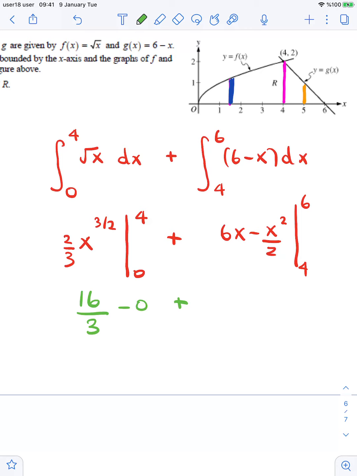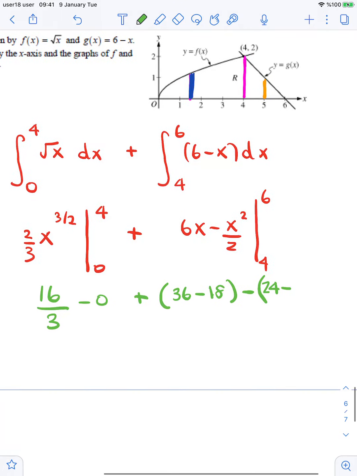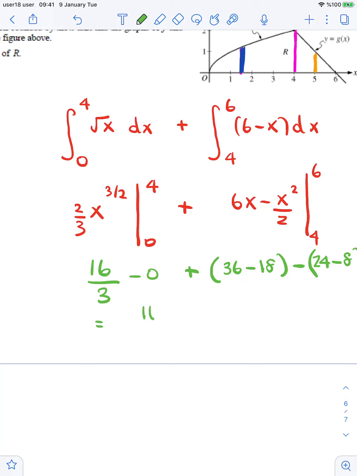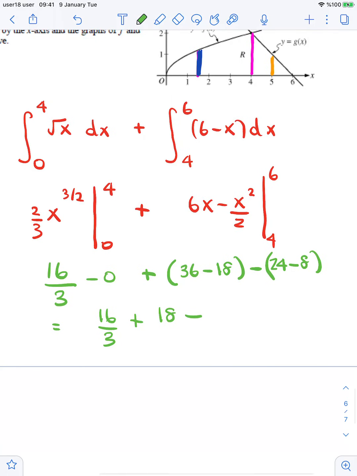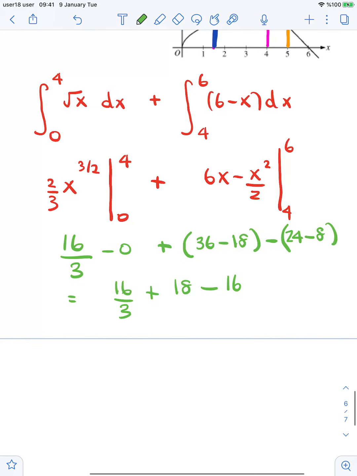Plus, now let's do this. You put in 6, and you get 36 minus 36 divided by 2, which is 18. Minus, put in 4, and you get 24 minus 4 squared over 2, which is 8. And so our answer is 16 over 3 plus, now 36 minus 18 is 18, minus 24 minus 8 is 16. So 18 minus 16 is 2, and therefore our answer is 16 over 3 plus 2, which is 22 over 3.